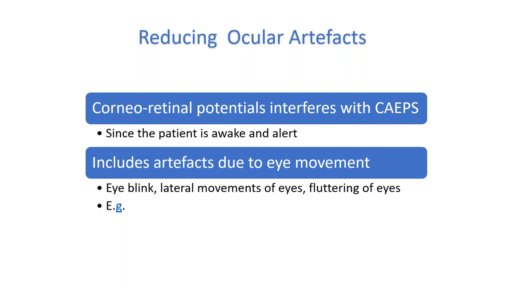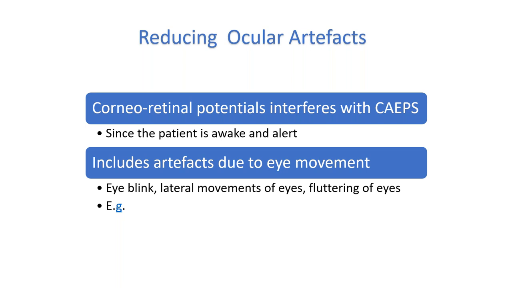And even if you don't give them anything to read or watch, a person cannot just sit quiet and keep the eyes open all the time. If he keeps the eyes closed, then he'll be drowsy, so you want him to keep the eyes open. And when he keeps the eyes open, there is always eye blink. So either the eye blink or the lateral movement of the eyes will always lead to artifacts. And how do we reduce these artifacts? That is the biggest problem we have when recording cortical potentials.